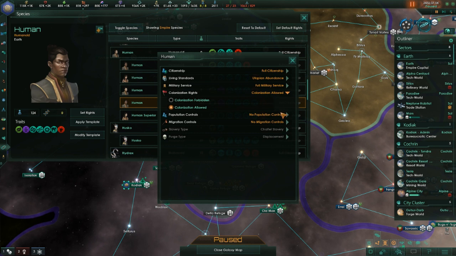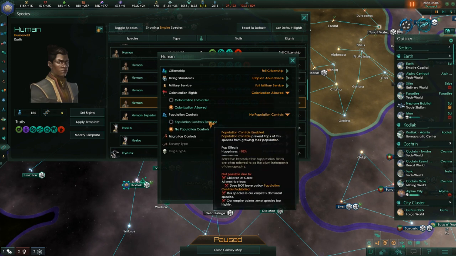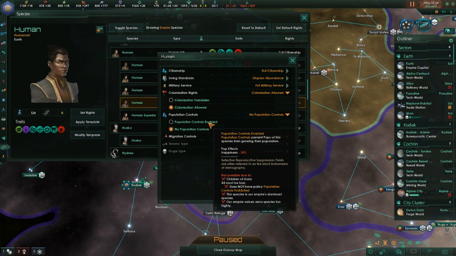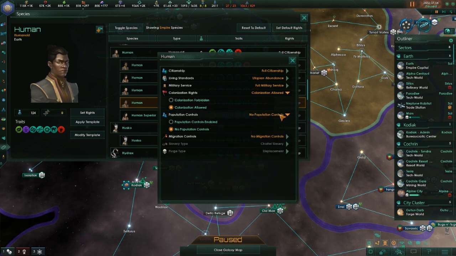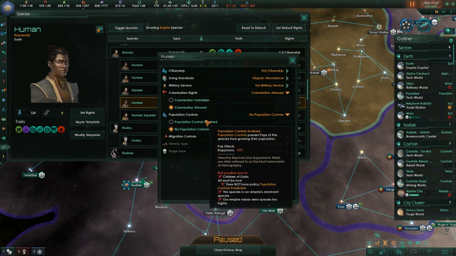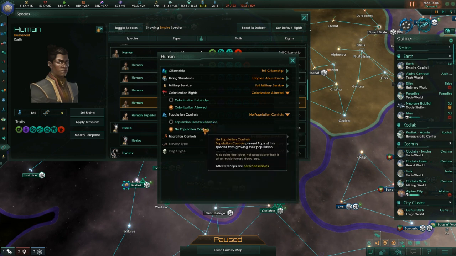Now, population controls are very similar. If you put population controls enabled, it prevents pops of this species from growing their population. Interesting. I've never actually activated this before. This will be something I'll have to play with in a future game, just to see what it does. But basically it says that it prevents the population from growing if you put them on population controls. So that could be interesting.